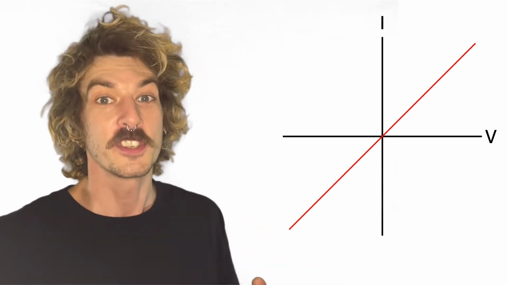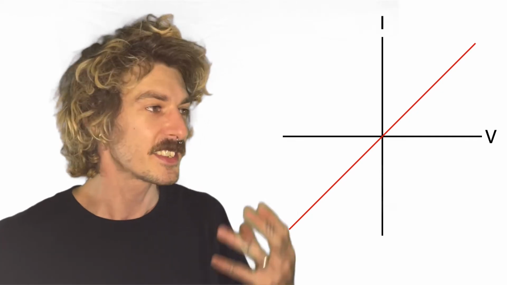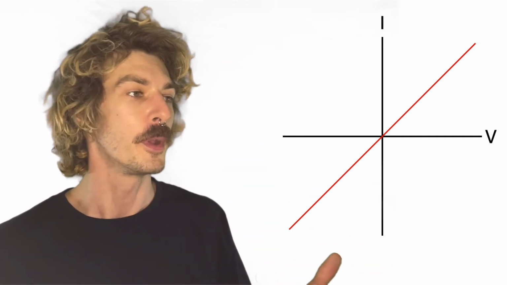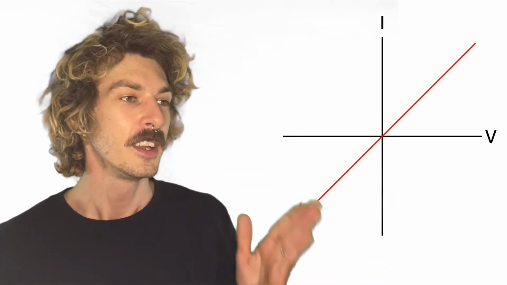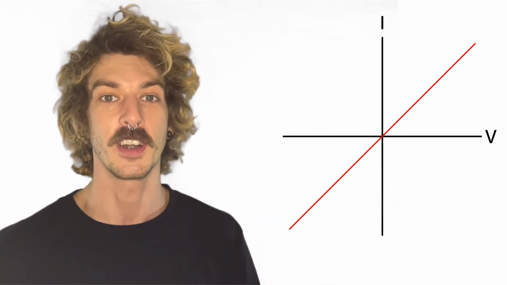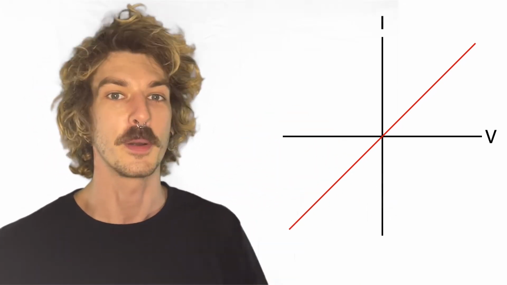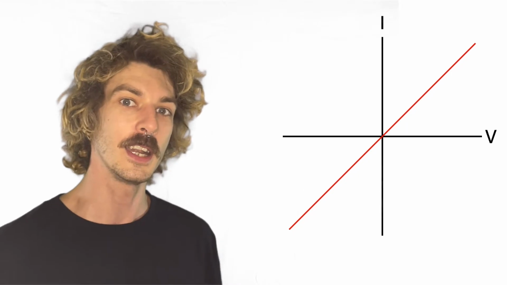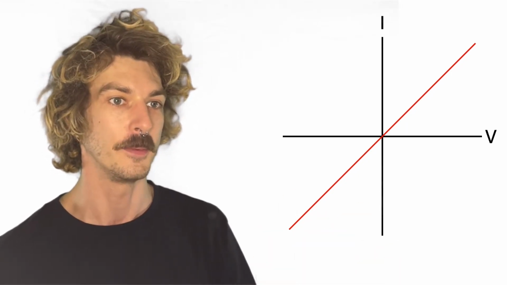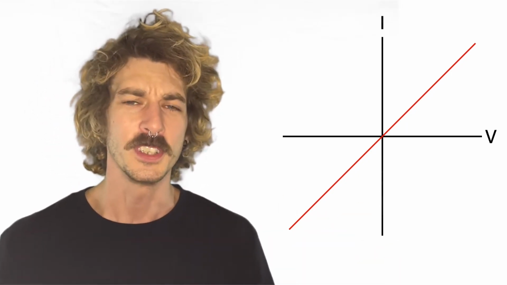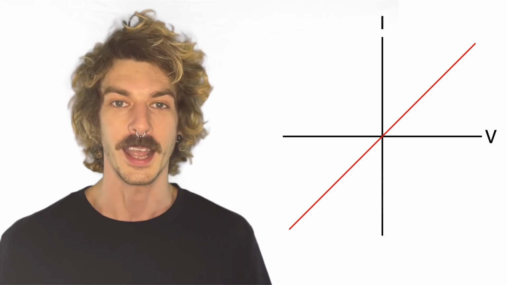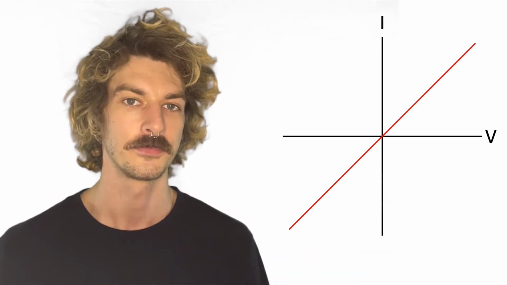Now, different ohmic resistors might have different resistances. So if we plotted two different ohmic resistors on the same graph like this, you'll notice that they have slightly different gradients. The steeper line represents an ohmic resistor with a slightly lower resistance than the shallower line. An important note is that ohmic resistors only work at a constant temperature. So the temperature of these things has to stay the same.